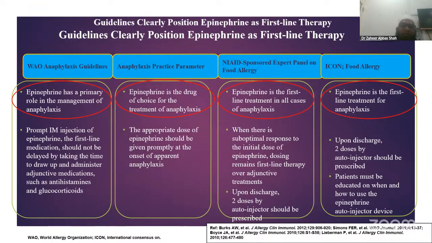We have the anaphylaxis practice parameter guideline, which again says the same thing. We have the NIAID: epinephrine is the first line of treatment in all cases of anaphylaxis. ICON, the international consensus on food allergy: epinephrine is the first line of treatment for anaphylaxis.